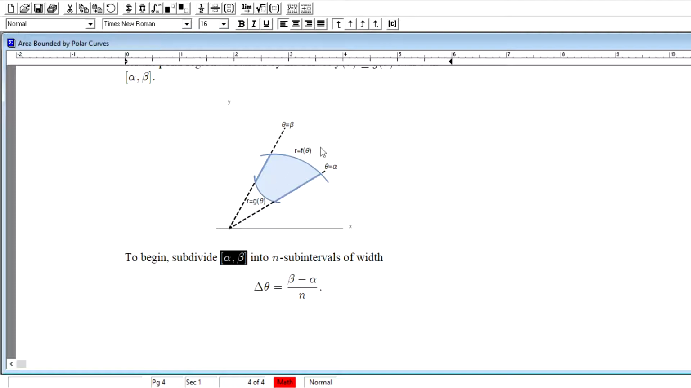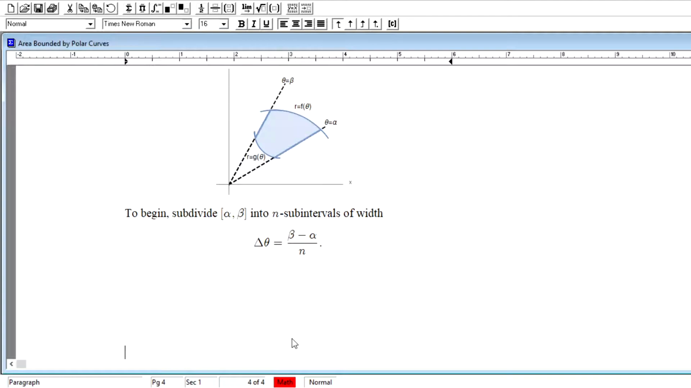We are integrating over this region of space from theta equal to alpha all the way up to theta equal to beta. And we're going to divide this up into these little bitty polar regions. We're going to subdivide them into n polar regions by subdividing alpha to beta into n subintervals. That gives us the width of one of those subintervals, given by delta theta, which is nothing more than beta minus alpha divided by n.